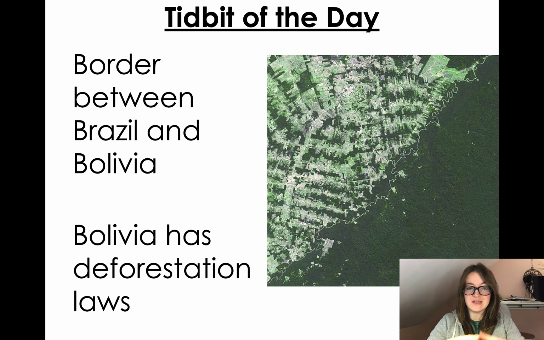Tidbit of the day is this border between Brazil and Bolivia. So Bolivia has deforestation laws and Brazil does not. We see a very clear difference between the two countries as we look here.